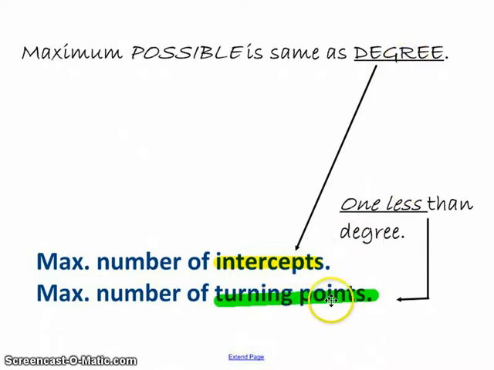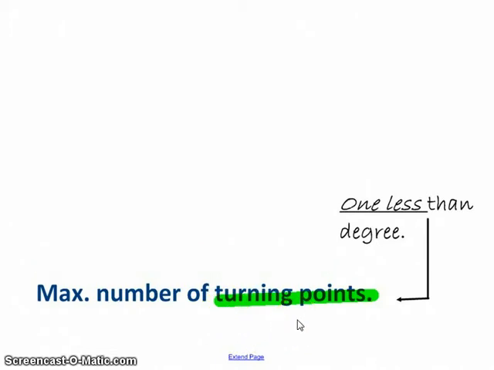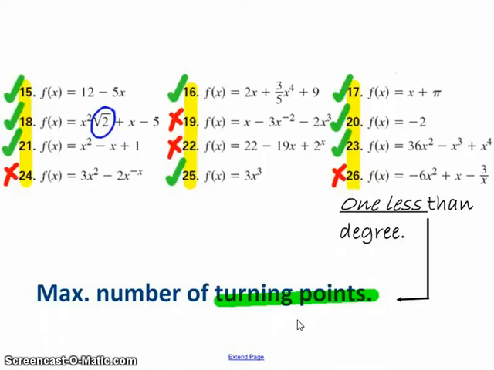The maximum number of turning points, in other words, the maximum number of bends in the graph, is always going to be one less than the degree. Again, this is a possible maximum, but there could be fewer, and we'll talk about those examples as we go forward. So let's make sure that you recognize what the maximum possible number of turning points is for a couple of these. Picking out number 16, I'll do that one. The degree is 4. So the maximum possible number of bends, or turning points, would be 3.